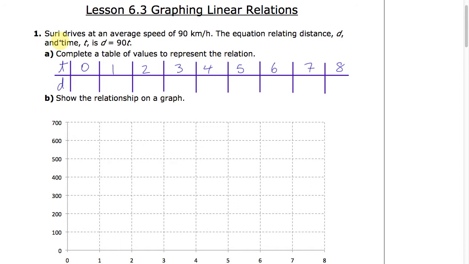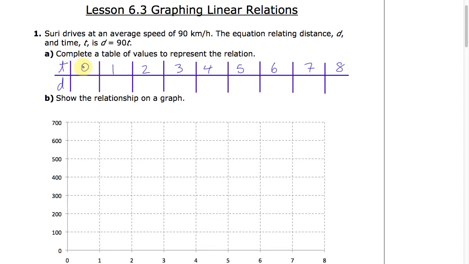So first example we've got here, we've got Surrey who drives at an average speed of 90 kilometers per hour. The equation relating distance d and time t is d equals 90t. So first we'd like to complete a table of values to represent the relation. So let's consider the times 0 hours, then 1, 2, 3, 4, 5, 6, 7, and 8 hours. And see what we get for d.